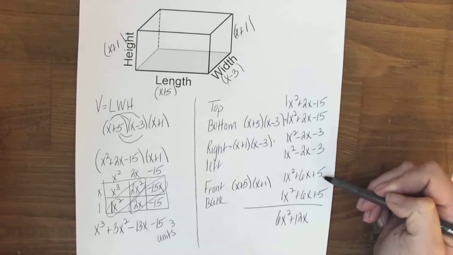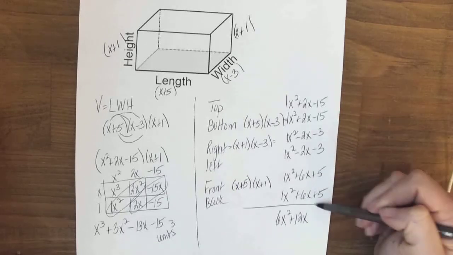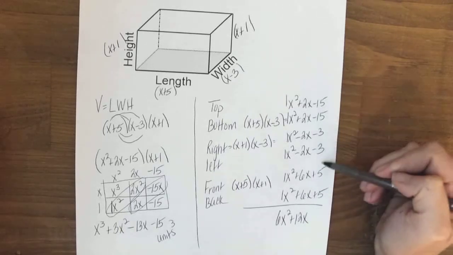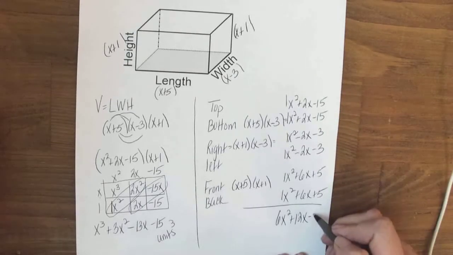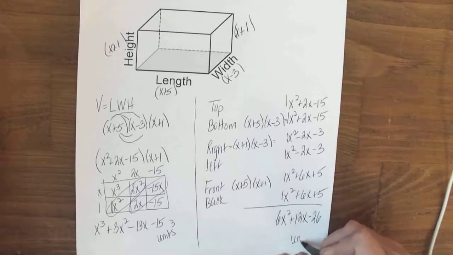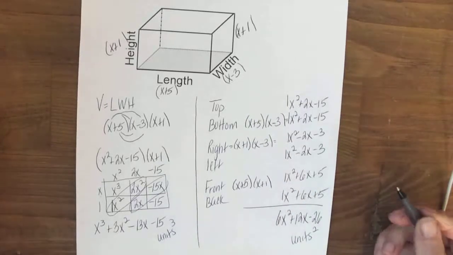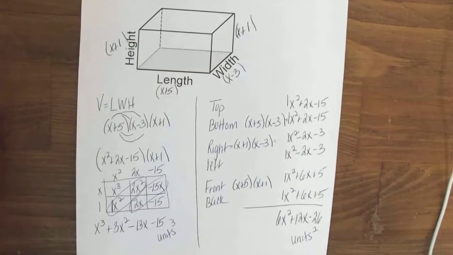And then this is 10 right here. So if I have negative 36 plus 10, I would have negative 26. And this is surface area, so it's units squared. And that is warm-up 6. I would make sure I know how to do this for my test.